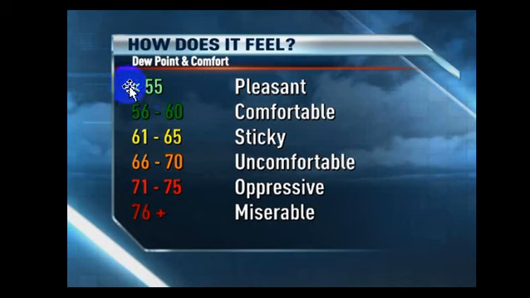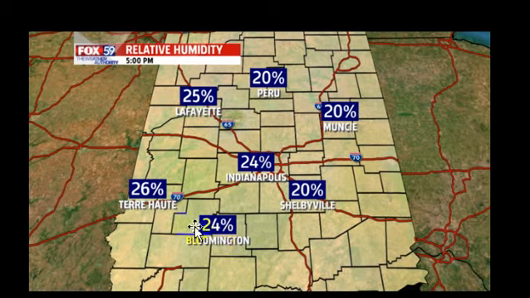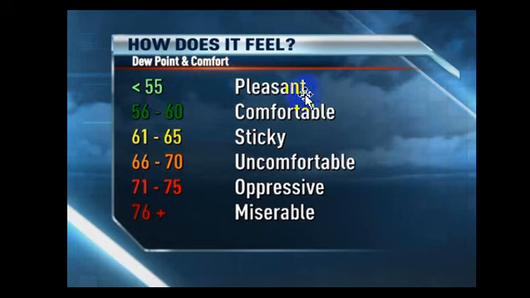Here are percentage scales. If we're at 55%, it's pleasant. So in this situation, it's really not that hot, sticky type of relative humidity where there's so much water vapor that your clothes are sticking to you. This is at 20%. We're not even at 50. 50 to 56% is comfortable. 56 to 60% is comfortable. When it gets into 65, you get a little sticky. 66 to 70%, it gets uncomfortable. And it gets oppressive and miserable when you get into the 70s. So, when the relative humidity is high, we can expect a lot of water vapor in the air.